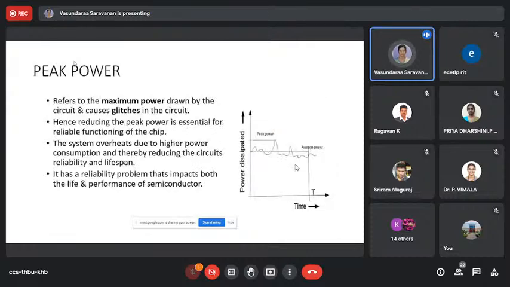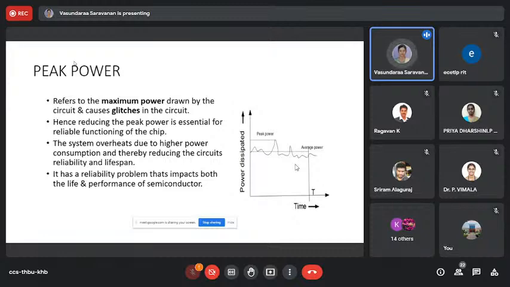Now let us see about peak and average power. In the graph, we can see the peak power at the maximum position. It refers to maximum power drawn by the circuit. Hence, reducing the peak power is essential for reliable functioning of the chip. The system overheats due to higher power consumption, thereby reducing the circuit's reliability and lifespan.